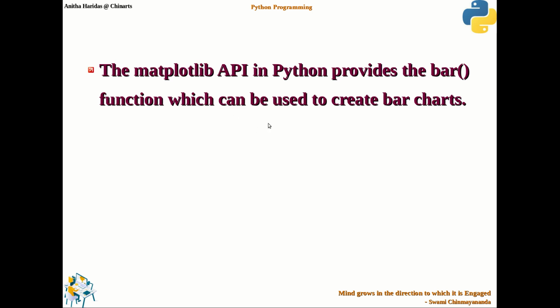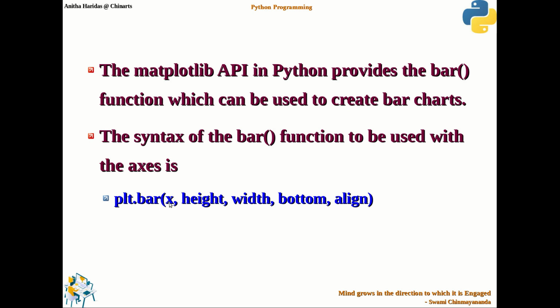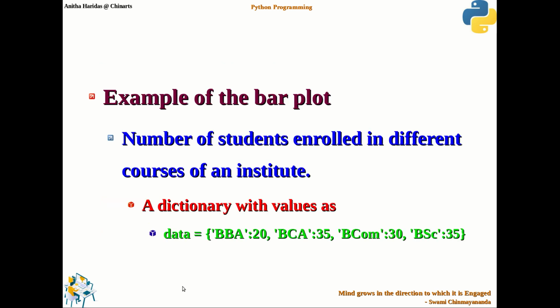So matplotlib provides the bar function which can be used to create bar charts, and the syntax of the bar chart is nothing but bar, you give the x value, then the height, width, bottom and alignment, right? So these are the different parameters that we will be giving. Okay, and this function will create a bar plot bounded with a rectangle. So always the bar chart will be having a rectangle, right? Whatever parameters you have given, depending on that, a bar will be created which looks like a rectangle. Okay, now let us see an example, then it will be more clear for you.